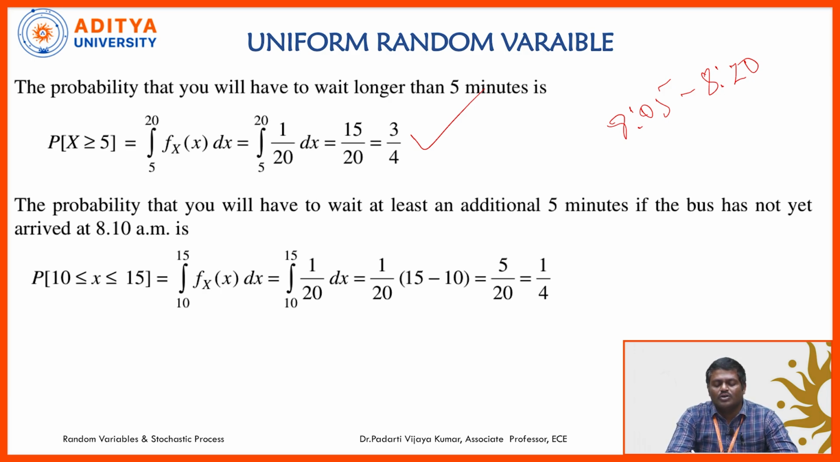The probability that you have to wait at least 5 minutes if the bus has not yet arrived at 8:10. So for at least 5 minutes means minimum 5 minutes. So when he comes over the time interval 8:10 to 8:15, this is the chance 1 by 4.